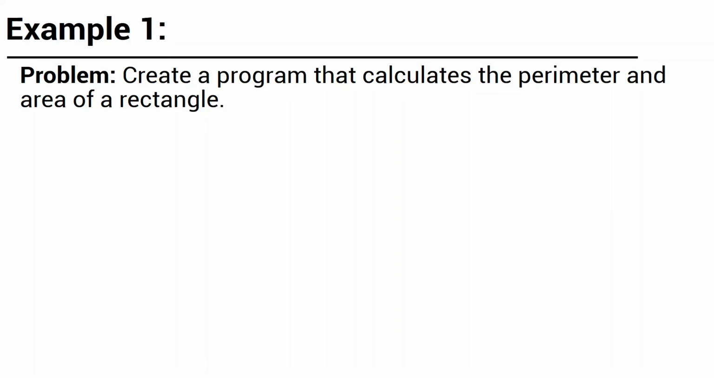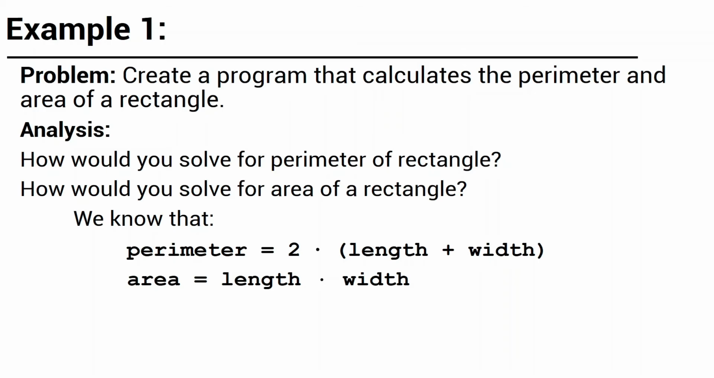So example number 1, you will be asked to create a program that calculates the perimeter and area of a rectangle. So what is your analysis on this? So you will be, of course, asking how do we get the perimeter of a rectangle? And also, how do we solve for the area of a rectangle? Through research, you will know that perimeter is actually equal to 2 times the length plus width of the rectangle. And the area is equal to the length times width of the rectangle.